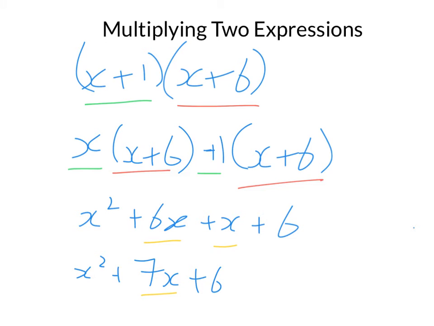So again, what we did was we broke up the first expression or the first bracket into two different terms, so x and 1. We multiplied each one by the full second bracket. Then we multiplied them out as we've been doing, and then at the end we looked if there was any way to simplify the expression by adding like terms. So our 6x and x gave us 7x.